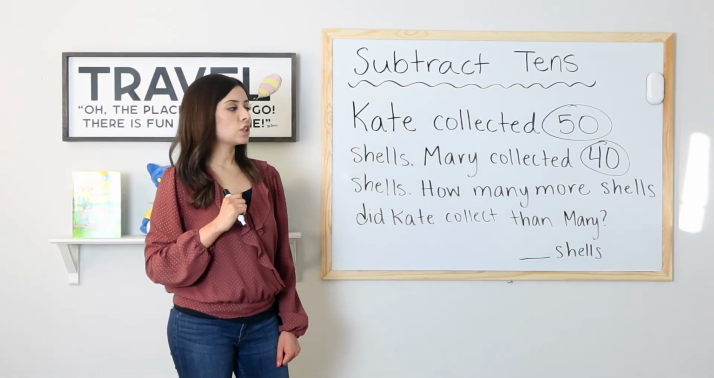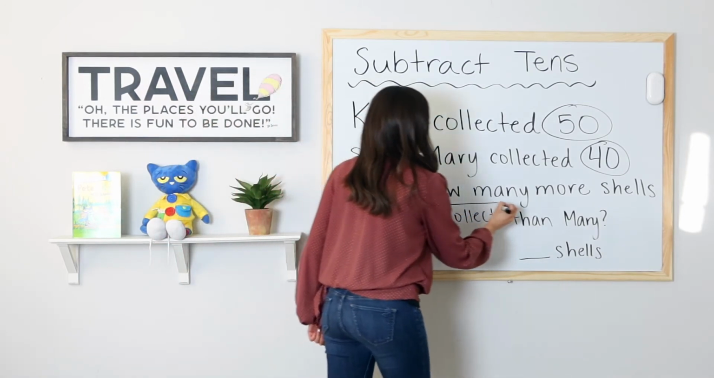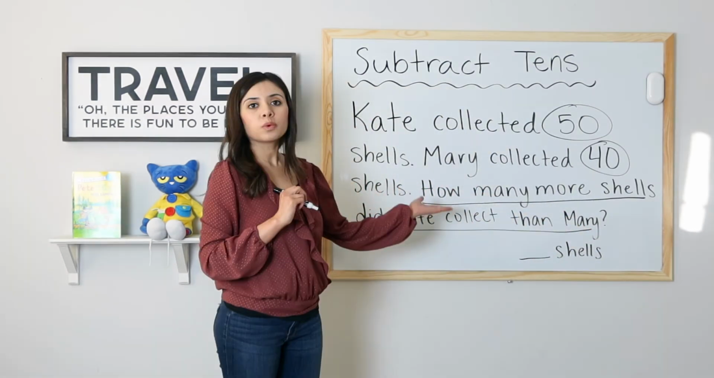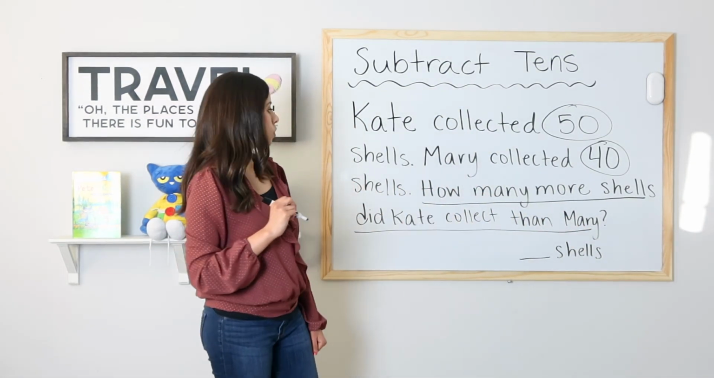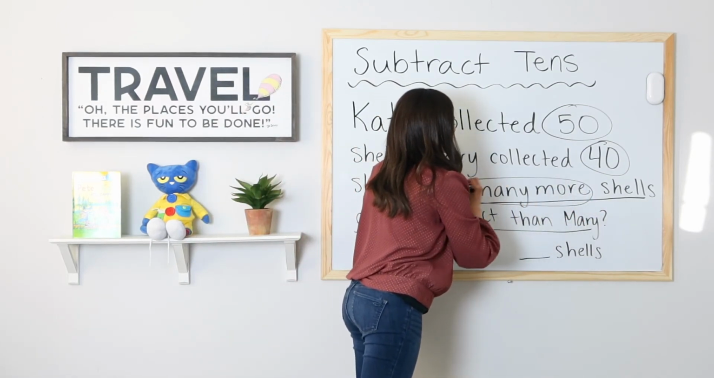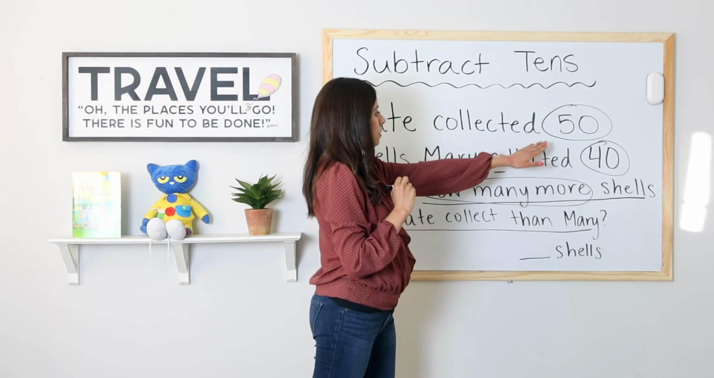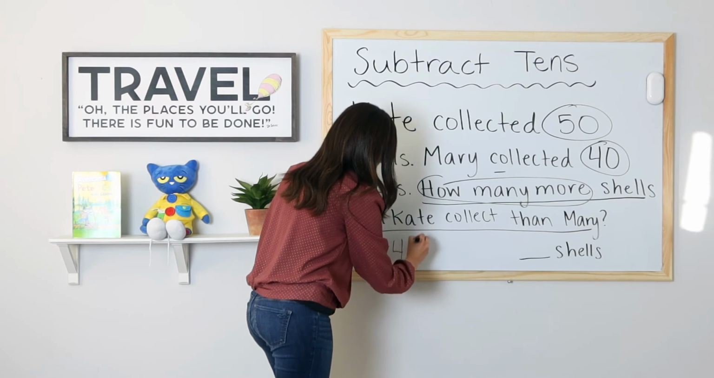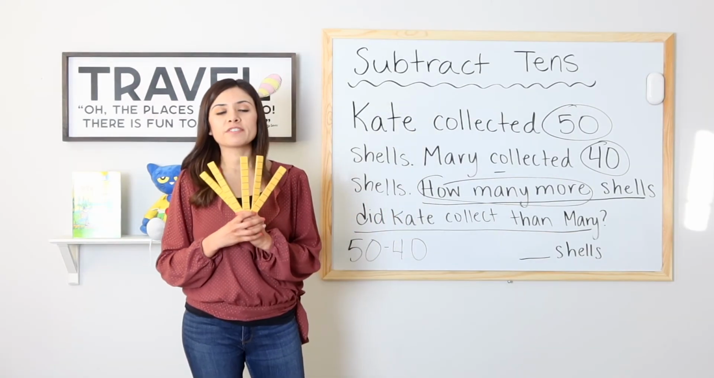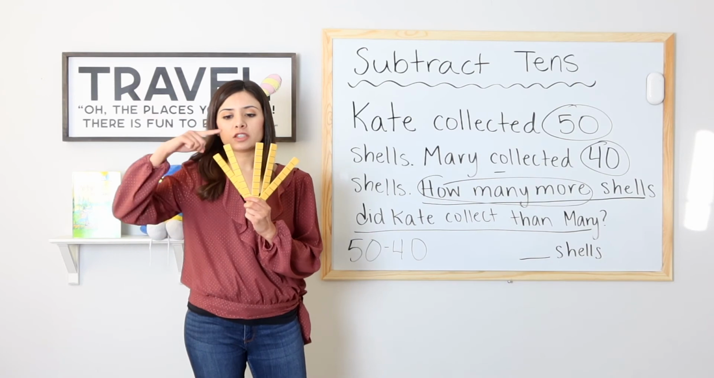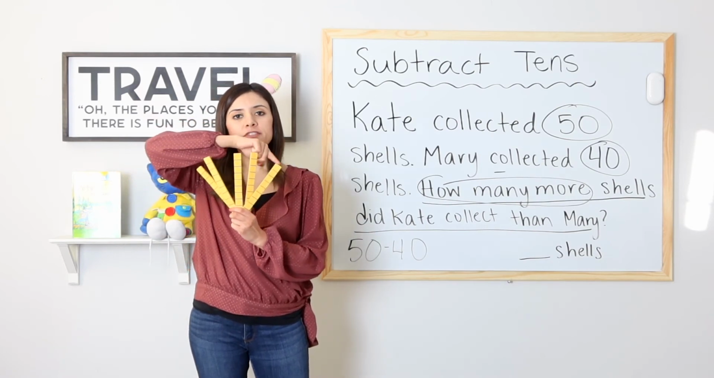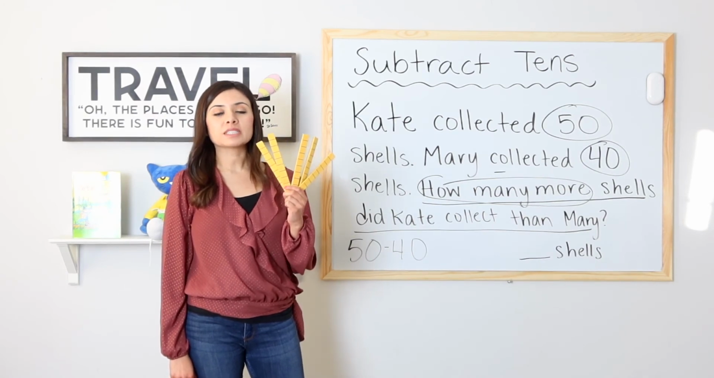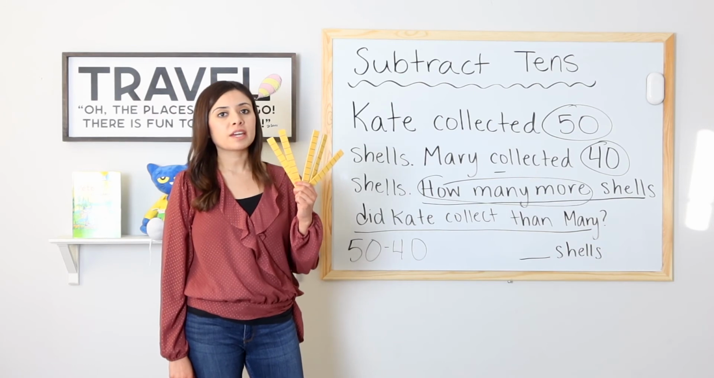Let's underline what we want to know. We want to know how many more shells did Kate collect than Mary? We want to know how many more. That means we are going to subtract. We have 50 minus 40. So I have 50 shells in my hand. 10, 20, 30, 40, 50. These are Kate's 50 shells. I will take away 40 to see how many more Kate has than Mary.